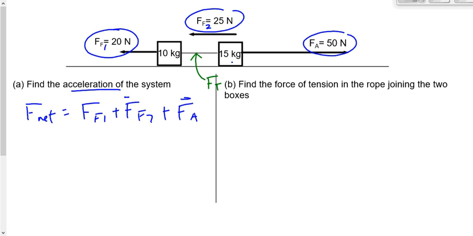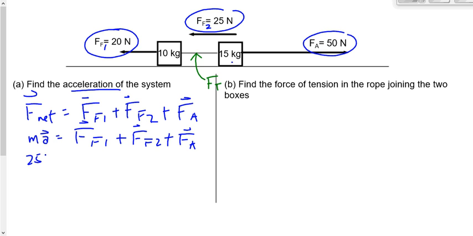Three external forces here. That's FF1, FF2, and the applied force, FA. Now, the net force is also equal to m times a, the mass times the acceleration. What mass do we sub in here? Well, we sub in the total mass, as we always have. 10 and 15 make 25 kilograms. The total mass always goes on the left-hand side.